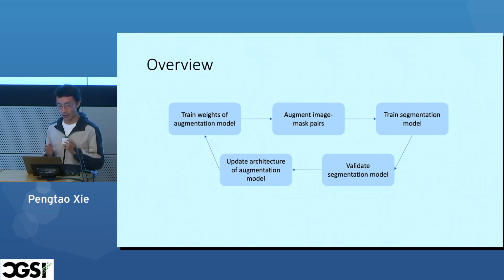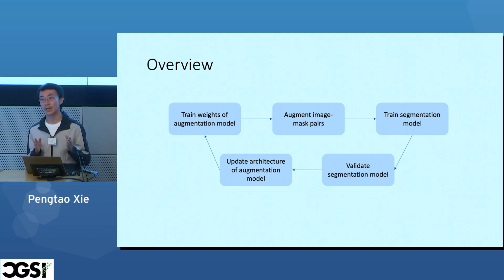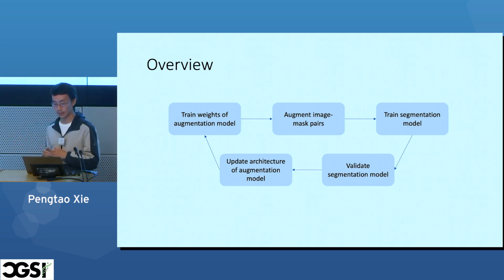So for the augmentation model, it has two sets of learnable parameters. One set is about the weight parameters. The other set is about the architecture, neural architecture of the model. So in the first step in this workflow, we train the weight parameters of the augmentation model and tentatively fix the architecture. Then given this trained model, we utilize it to generate this augmented image segmentation mask pairs.